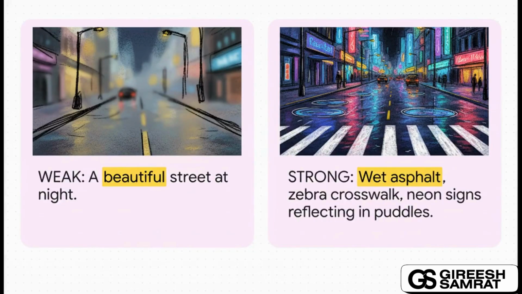Let's look at a real-world example of why being specific is everything. You could say, a beautiful street at night. Okay, but what does beautiful mean to an AI? It's totally subjective. Now look at the strong example. Wet asphalt, zebra crosswalk, neon signs reflecting in puddles. See the difference? We're not using adjectives, we're using concrete nouns. We're giving the AI tangible things to draw. You're not telling it how to feel, you're showing it what to create.